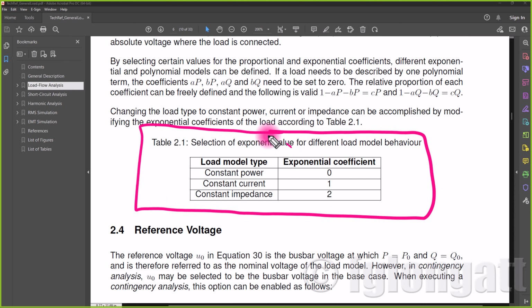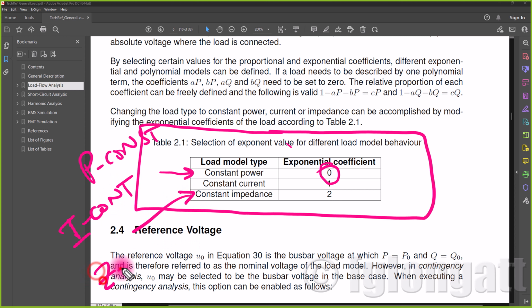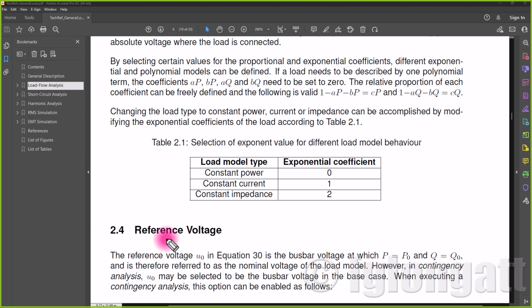This is table 2.1. Because table 2.1 at page number 6 is telling me that if we use 0, this is constant power. If we use 1, that is constant current. And if we use 2, we are talking about constant impedance. In that sense, what we can think about is, depending on the exponent, we can have constant power, constant current, or constant impedance, okay?